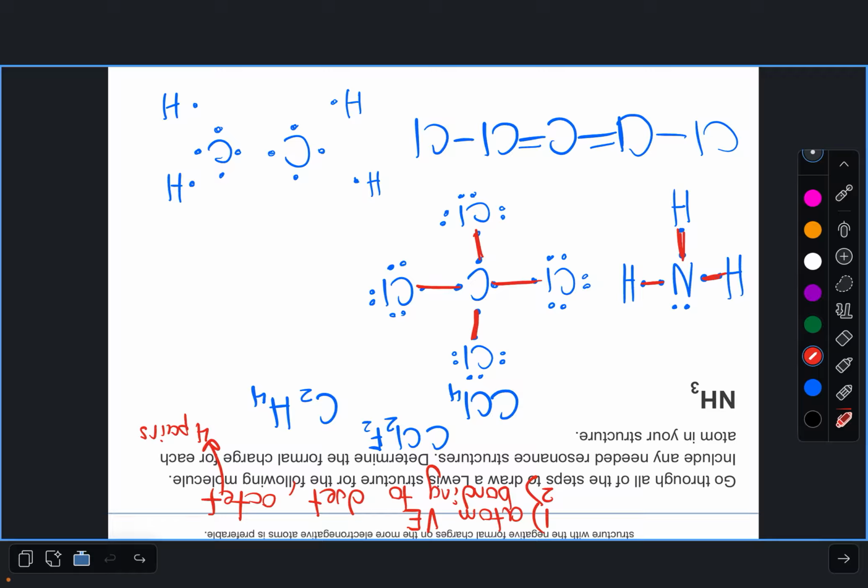C2H4, again, hydrogens can only form one bond. So they're going to have to be on the perimeter. Those carbons then are going to have to be bonded to each other in some way. So let's just start with creating single bonds and then see where we are. That's always a good idea. Just make single bonds first and then go forward. So hydrogens to the carbons.